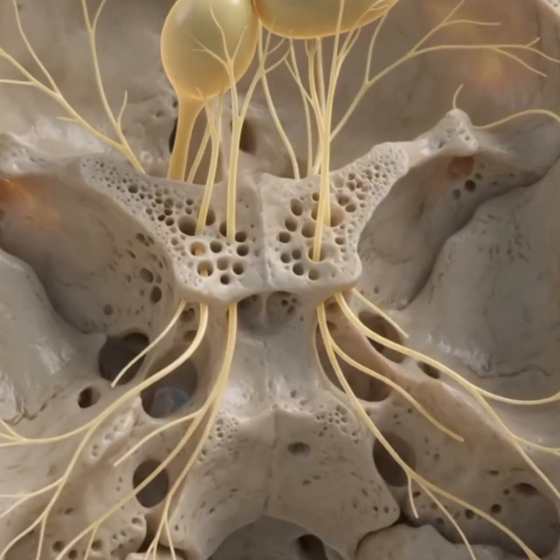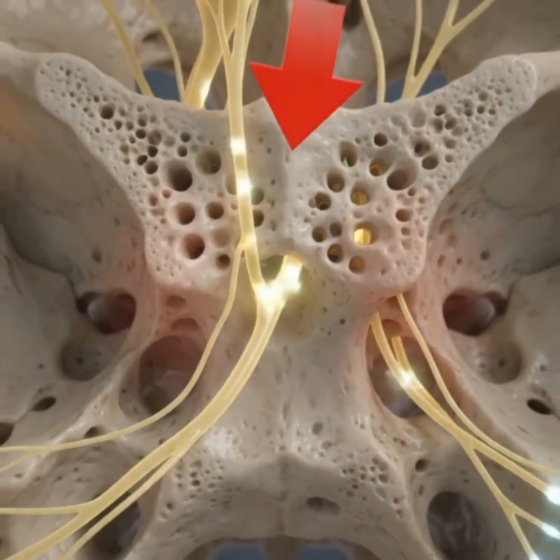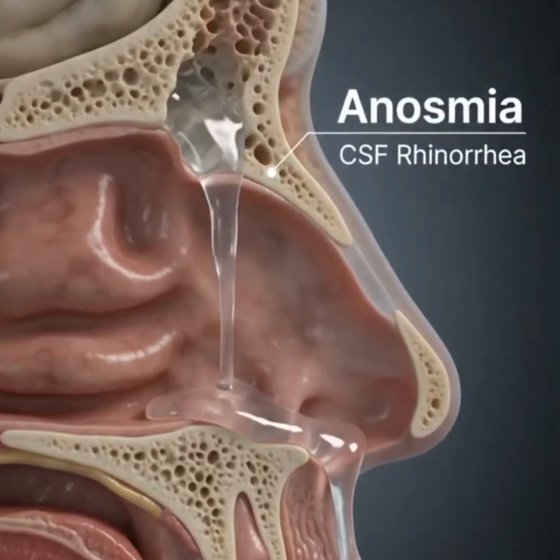The ethmoid bone contains the olfactory foramina. These openings transmit olfactory nerve filaments. Compression or injury leads to anosmia. It can also cause cerebrospinal fluid rhinorrhea.